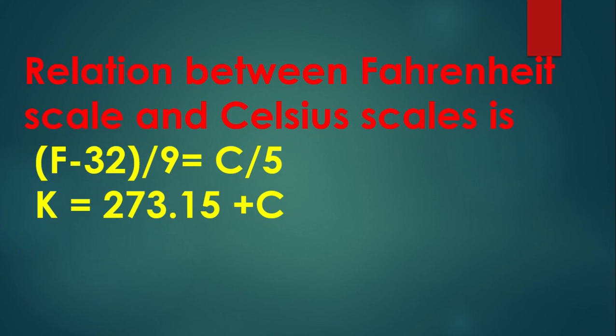Relation between Fahrenheit scale and Celsius scale. (F - 32)/9 = C/5. K = 273.15 + C. We can convert one scale of temperature from another scale of temperature by using this formula. Thank you.